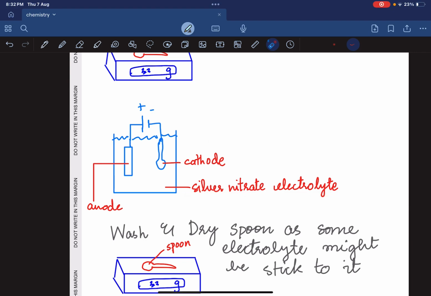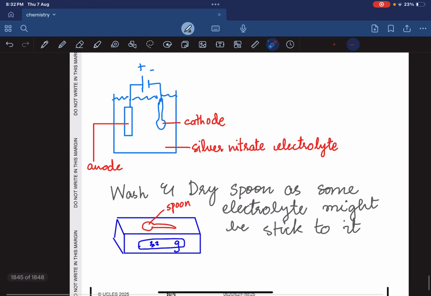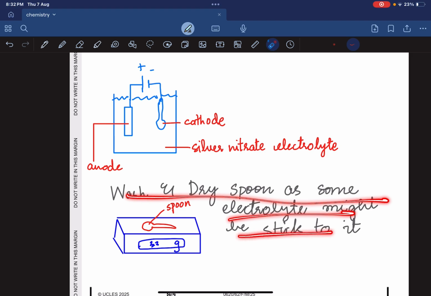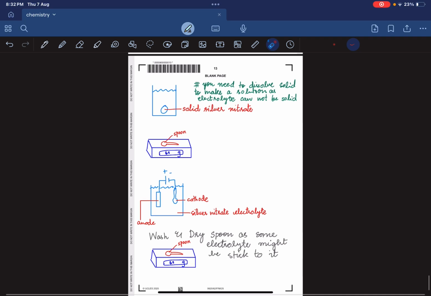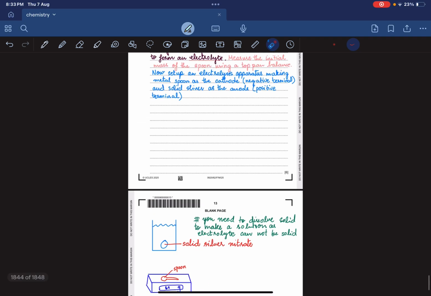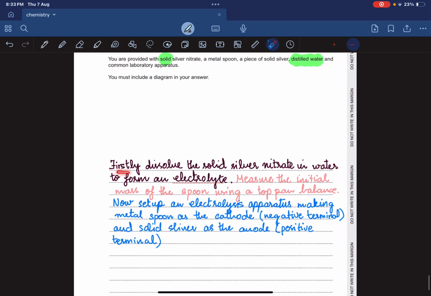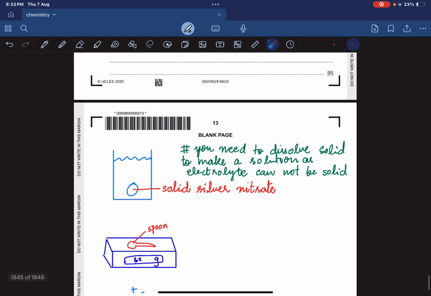Conduct the electrolysis. After electrolysis, since some electrolyte might be present on the spoon, wash and dry the spoon, as some electrolyte might be stuck. Then weigh the mass of the spoon again, and finally subtract the initial mass of the spoon from the final mass. You're going to get the mass of the silver that is deposited, and that is how you're going to simply conduct it. As easy as ABC. If you're not sure, you can just read these steps as well. I have written them. Firstly we have to dissolve the solid silver nitrate. That's all, but I've just shown you in the diagram.